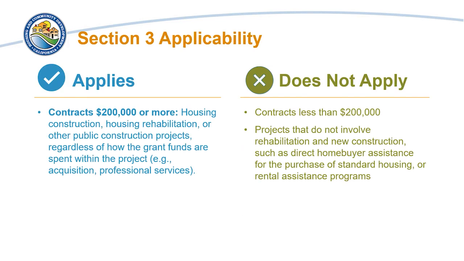Section 3 applies to contracts valued at $200,000 or more for housing construction, housing rehabilitation, or other public construction projects, regardless of how the grant funds are spent within the project, for instance, acquisition or professional services. Section 3 does not apply to contracts less than $200,000 or projects that do not involve rehabilitation and new construction, such as direct homebuyer assistance for the purchase of standard housing, or subsistence payment activities, such as a rental assistance program.